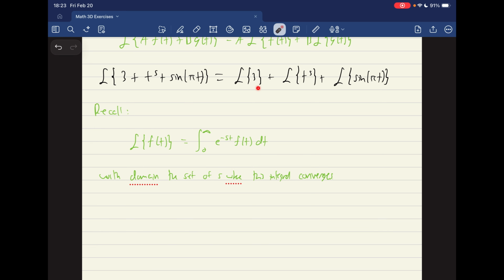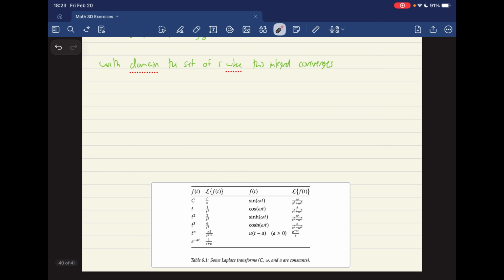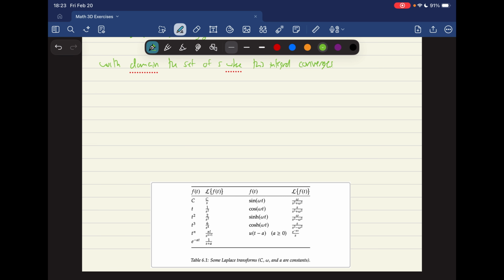So let's first look at this transform. We're taking the Laplace transform of a constant 3. Going down here, we see that there is an entry when f of t is a constant c, and the transform is given by c over s. So what we find is that the Laplace transform of 3 is just going to be 3 over s.